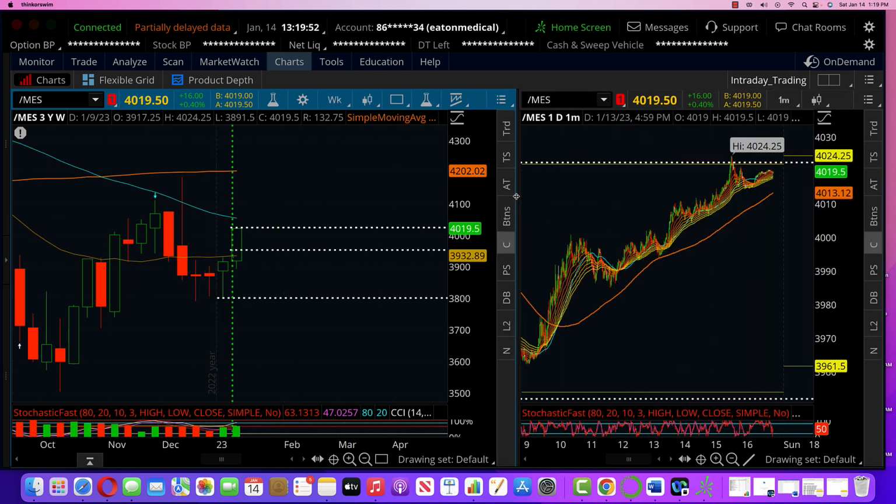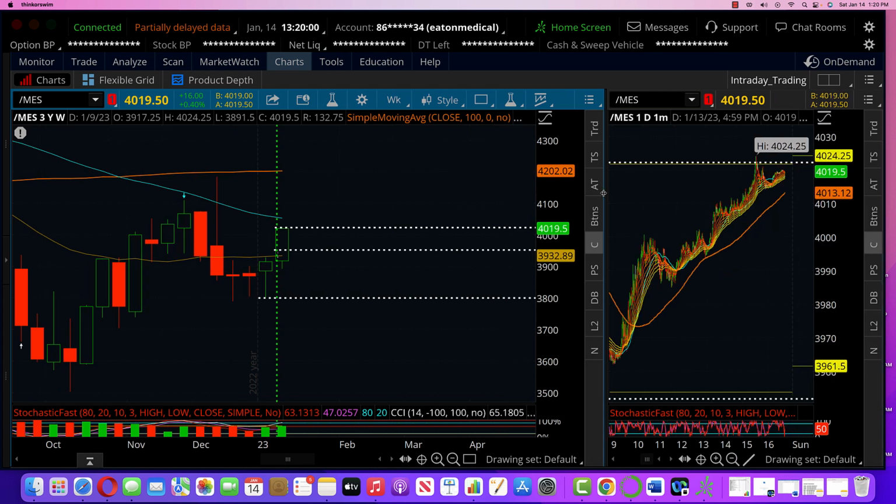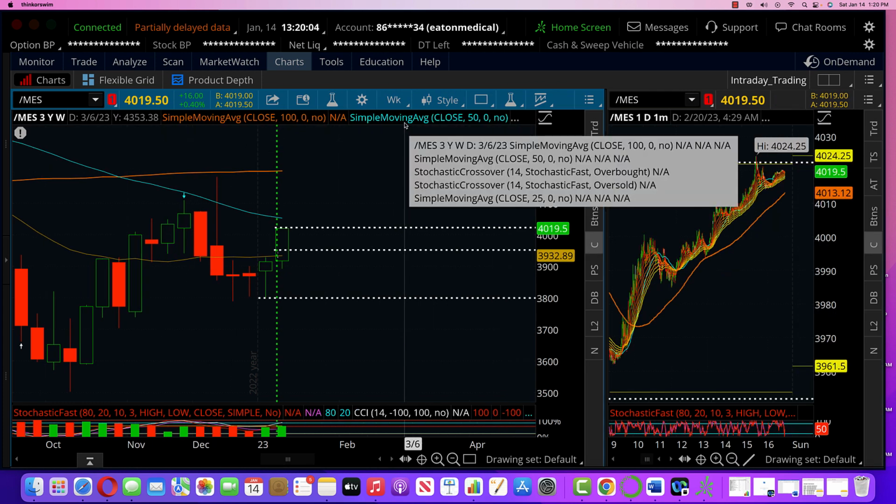Okay, that's why you see a lot of professional traders. They only have 2 screens they're dealing with. They don't have 50 screens. At least the guys that I know. All right, so.